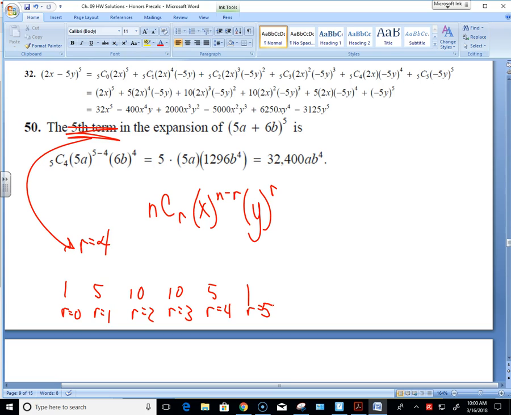And then you have that 5 from being the first power, and then you have this from 6 to the 4th power. Yeah. Okay, number 59, and then 80. What was it, David? 89? Okay.